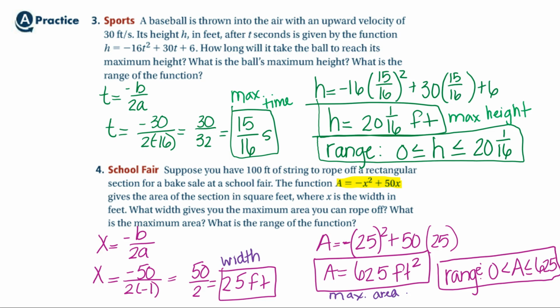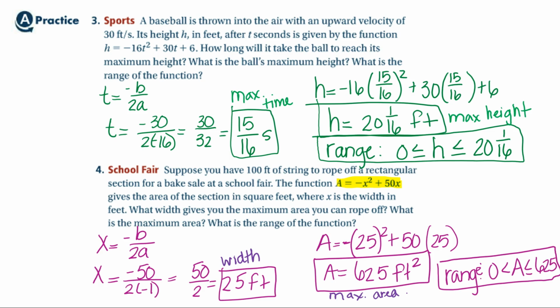Now there's a difference. Up here, for the range, I said 0 is less than or equal. I can't have an area of 0. That means it doesn't exist. So 0 is less than the area is less than or equal to 625. So that's the difference. I can have the ball hit the ground up here, but down here I can't have an area of 0. That means I don't have a 4-sided figure anymore.